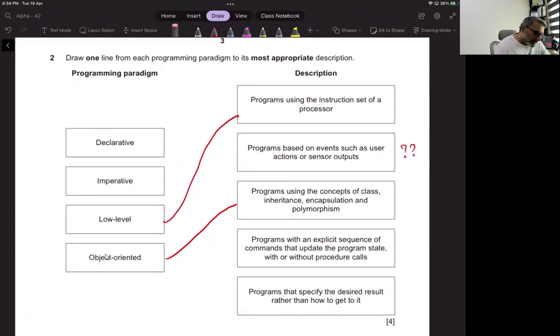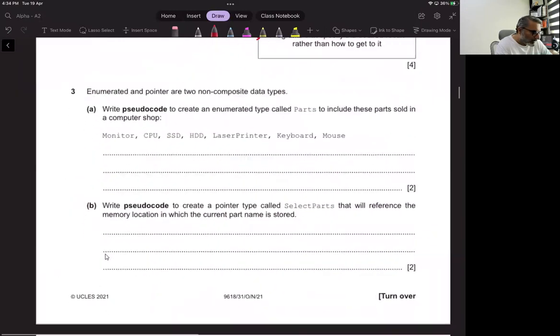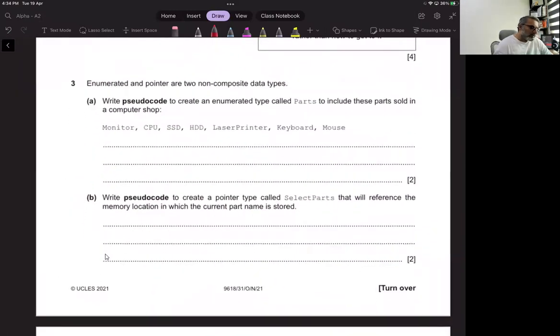I think I have made a mistake. This must be programs with an explicit sequence of commands such as imperative, because declarative does not have procedures and functions. So programs that specify the desired result rather than how to get it. So this is basically based on rules and facts. So this will not be used because this is monitoring and control, and it is not mentioned over here. All right. Enumeration, enumerated, and pointer are two non-composite data types. This is chapter 13.